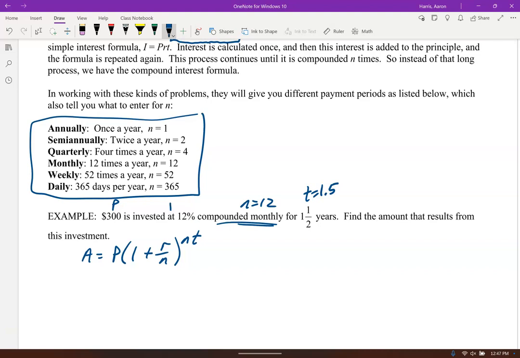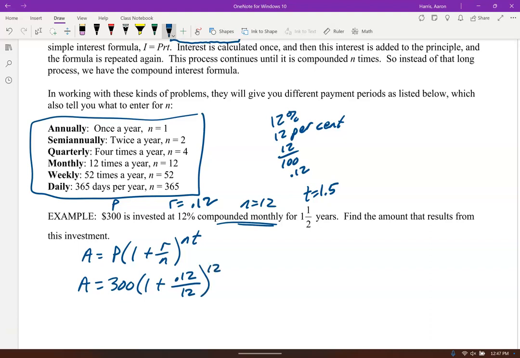R is 12%. Well, 12% is per cent, in other words, per 100. So 12% is 0.12. You want to use this as a decimal, so make sure you change that percent to a decimal. Now let's go ahead and see how much money you have. You put in $300 and let it sit there for 1.5 years at 12% compounded monthly. So our N is 12.